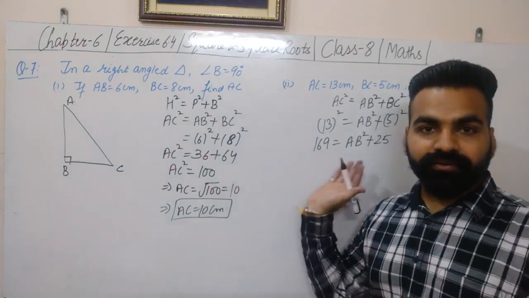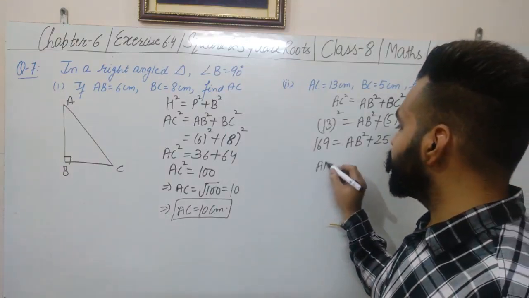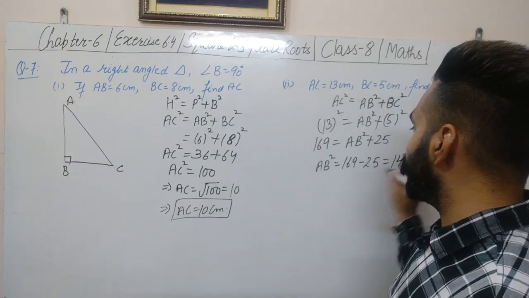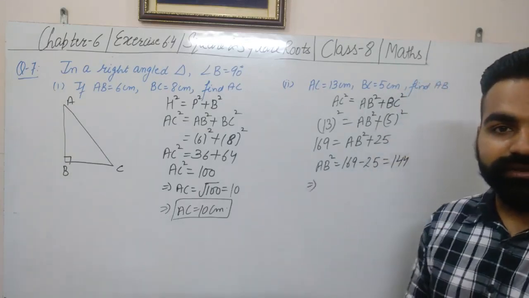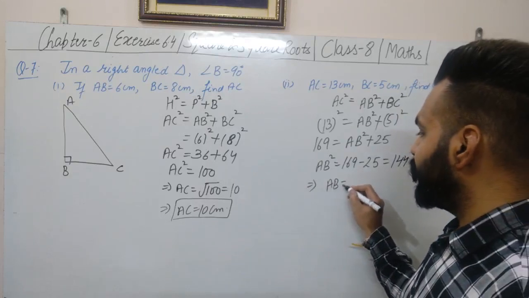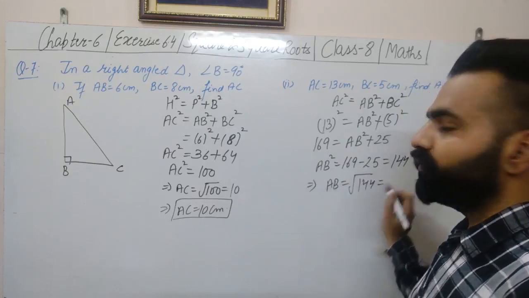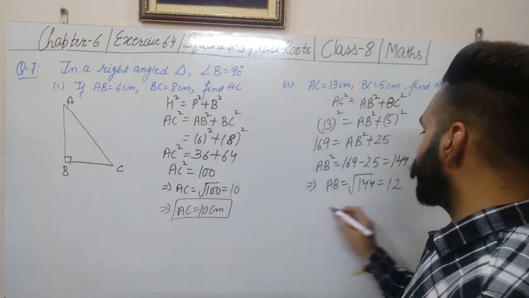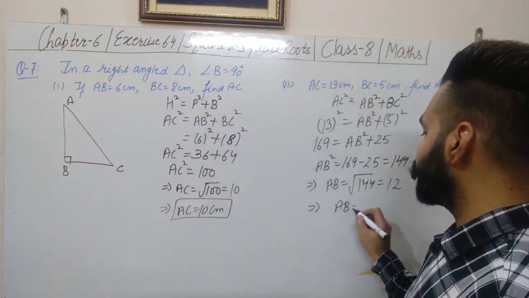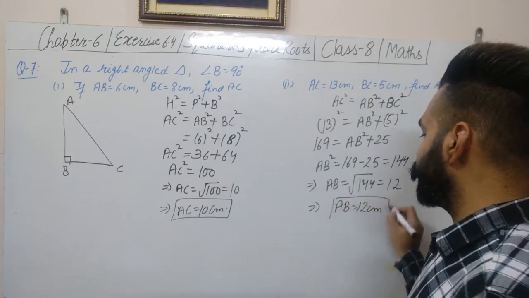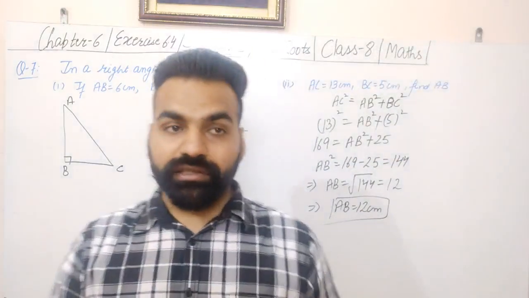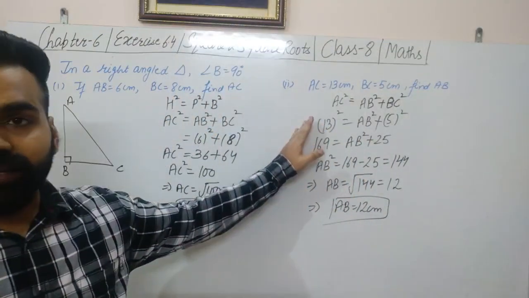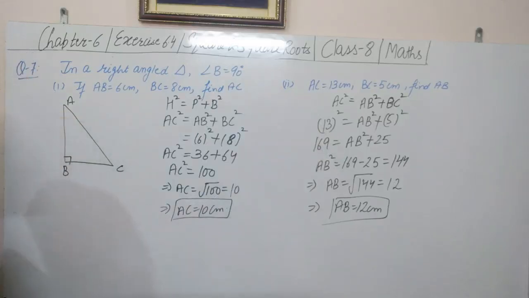Now we can take 25 on the other side and the sign will be changed. So 169 minus 25, this will be equal to 144. So AB square is 144. Now what is AB? AB is the square root of 144 and the square root of 144 is equal to 12. So the value of AB is 12 centimeter. So by using this theorem, that is Pythagoras theorem, it is applicable only for a right angle triangle. If two sides are given, then we can find the third side.